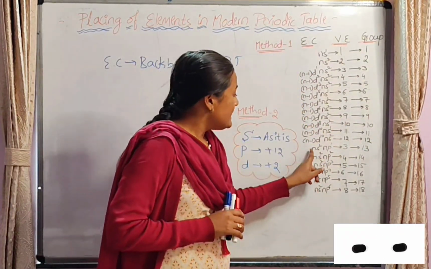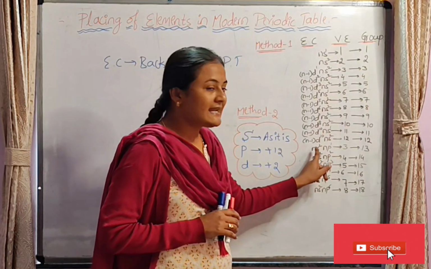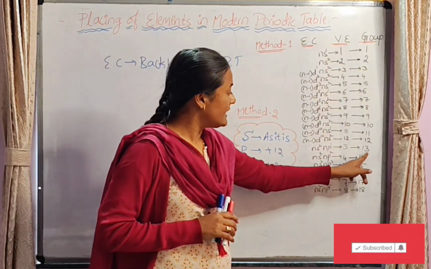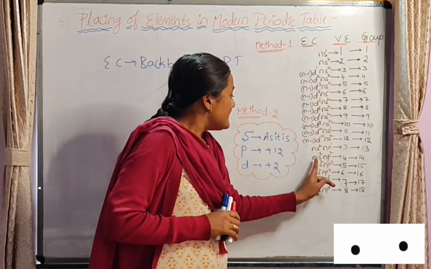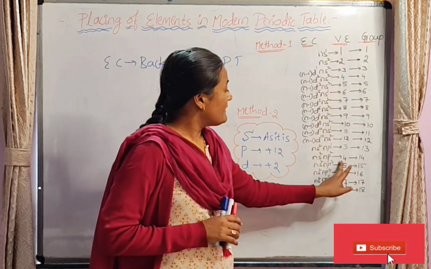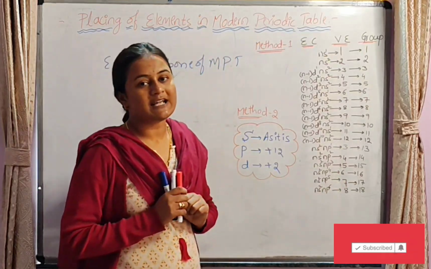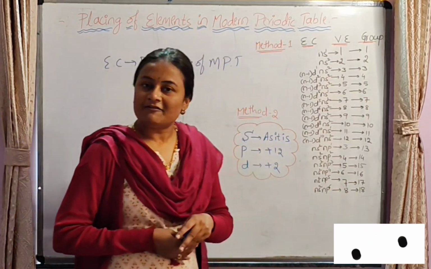For P block elements, ns2 np1. See here, the valence electrons are in s, 2 electrons, p, 1 electron, which means that 3 valence electrons, group 13. For p, here, ns2 np2, which means that here 4 valence electrons, 14th group. Similarly, ns2 np6, there are 8 valence electrons and it belongs to group 18. This is the official method.